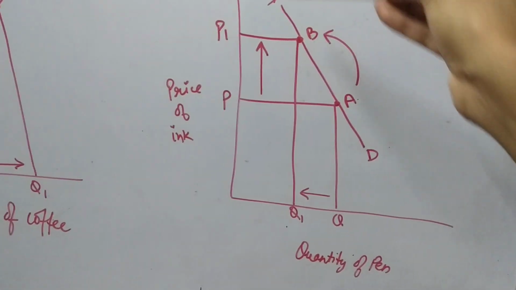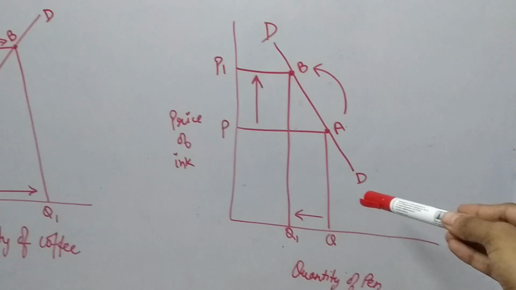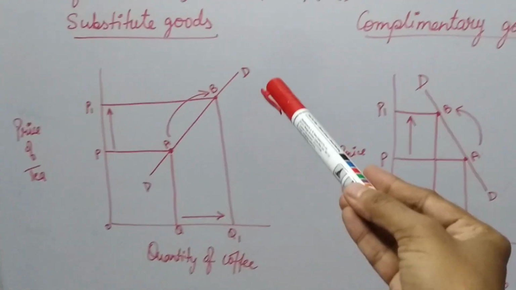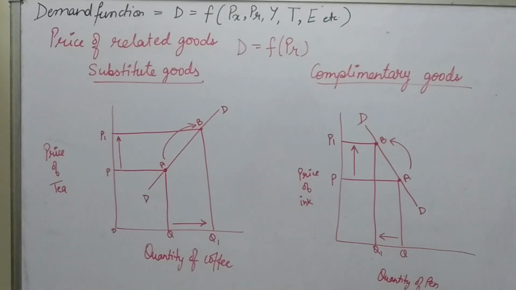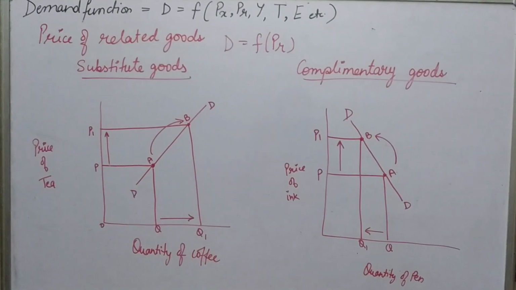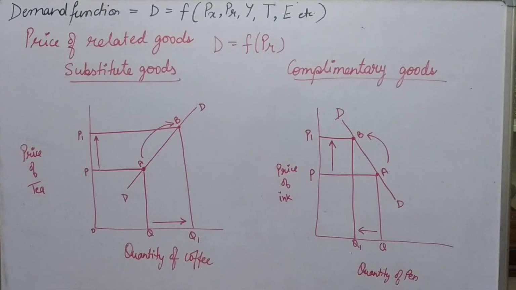So that is why the shape of the demand curve for complementary goods is negative, and the shape of the demand curve for substitute goods is positive. Now see these diagrams. The rest of the factors we will discuss tomorrow.